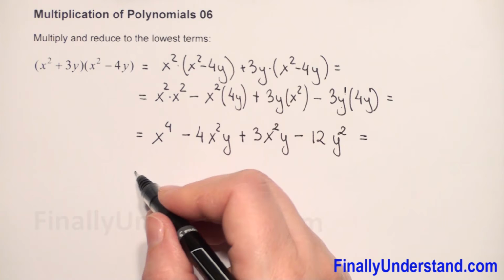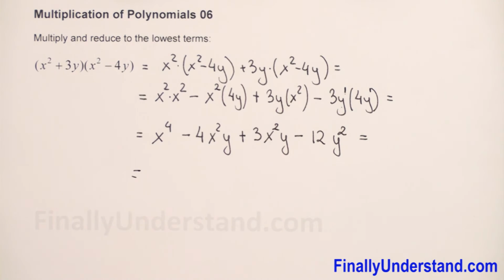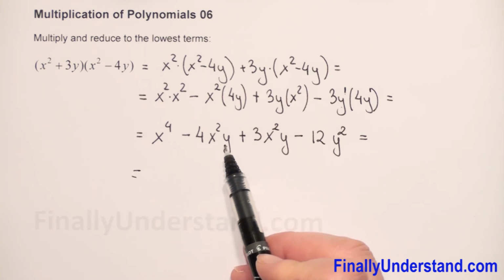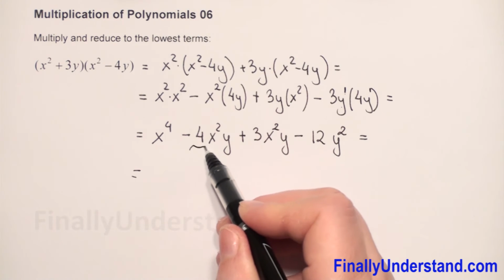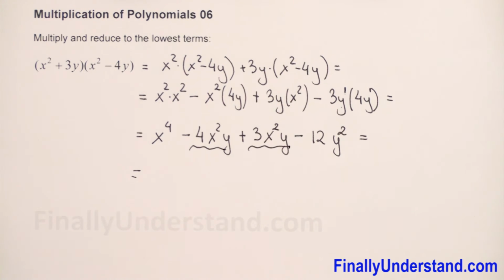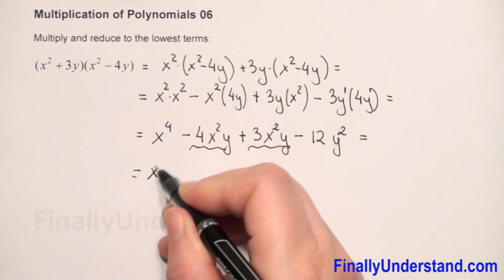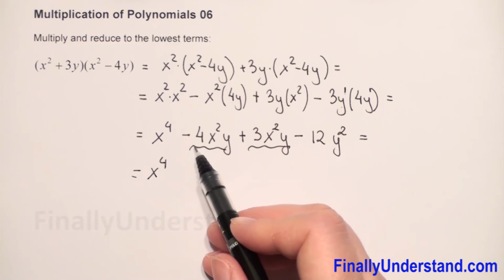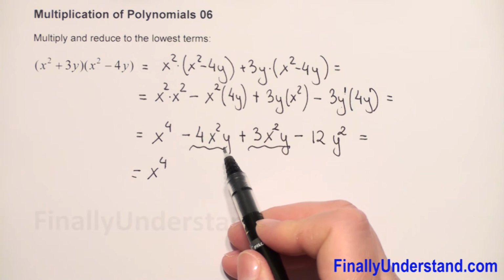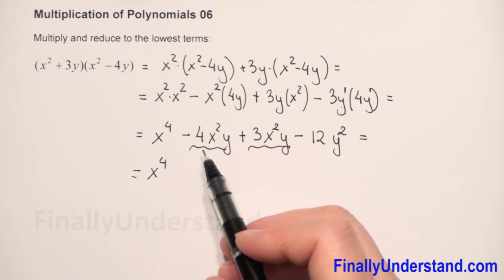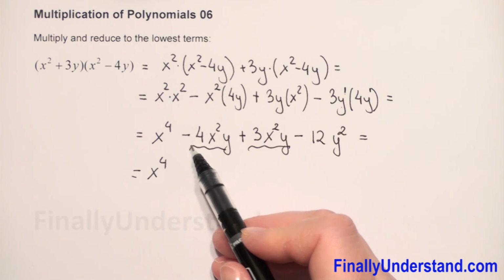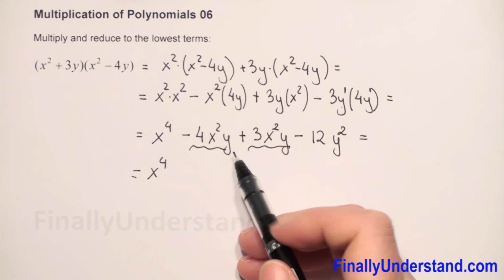So this is equal. Now we have to check if we have like terms. We have x squared y, x squared y. So these two terms are like terms. So we have to copy x to the 4th power, and now we have negative 4x squared y plus 3x squared y. So negative 4 plus 3 is negative 1.